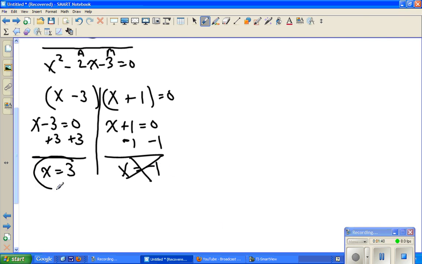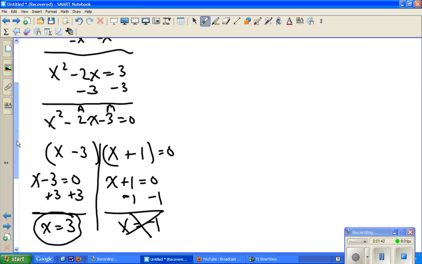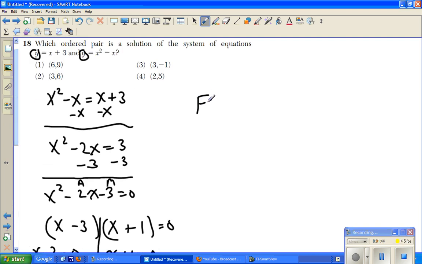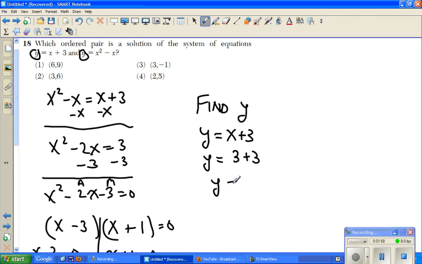Now that I know x equals 3, we need to find the y. I'll go back to one of my original equations, preferably the easier one, which is y equals x plus 3. We know that x is equal to 3, so it's 3 plus 3, and we get y equals 6. So one of the solutions is 3 comma 6, which is choice 2.